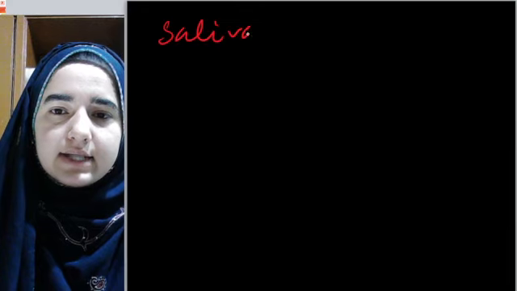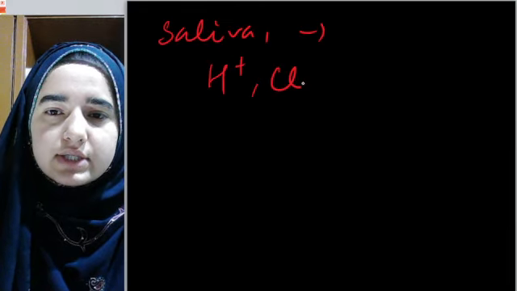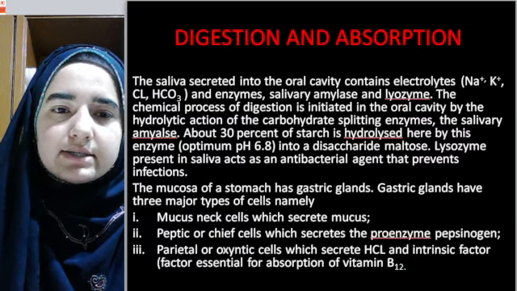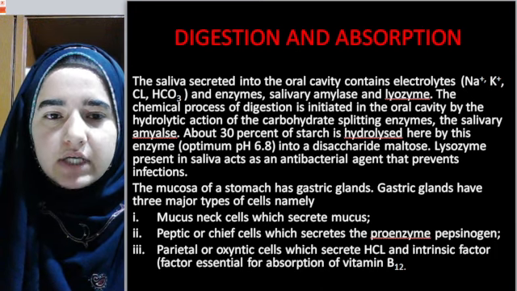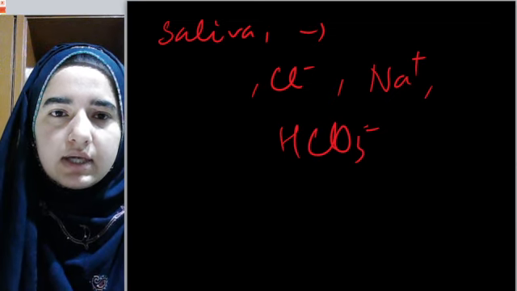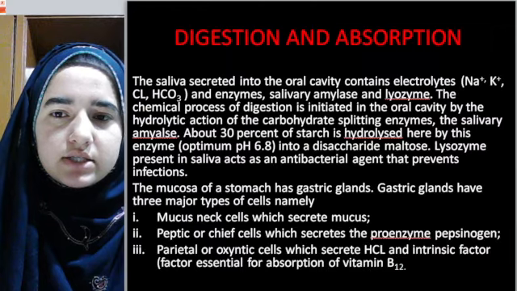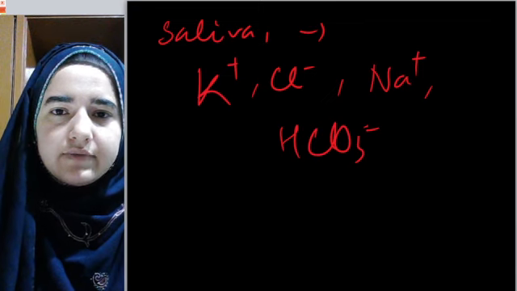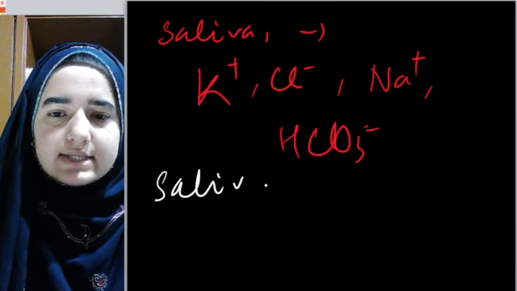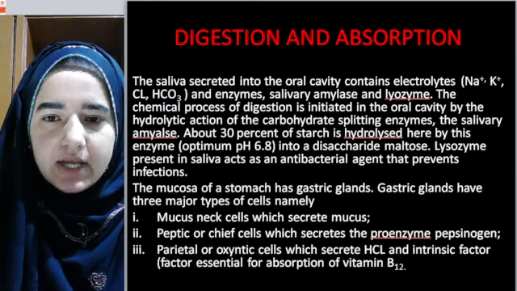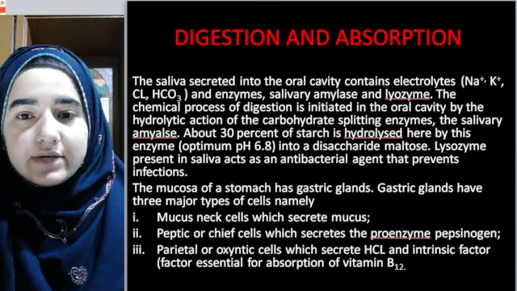Saliva contains some electrolytes like Na positive, K positive, Cl negative, HCO3 negative, and so on. In saliva we also have an enzyme known as salivary amylase. I hope this concept is clear. Almost 30% of starch is hydrolyzed by this enzyme.